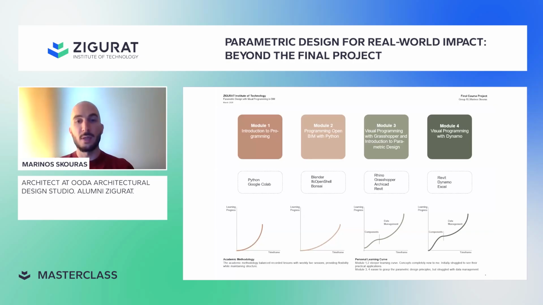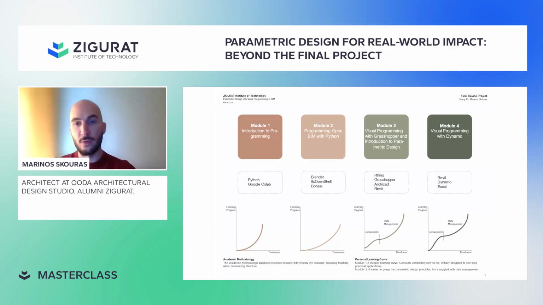Then module 3 was an introduction to visual programming with Grasshopper, where we used Rhino and the plugin Grasshopper. And we also had some explorations of ArchiCAD and Revit. Although I had used Grasshopper before, I was not yet comfortable enough to create a full parametric design on my own. So this was the best opportunity that I was given in order to be able to do so.